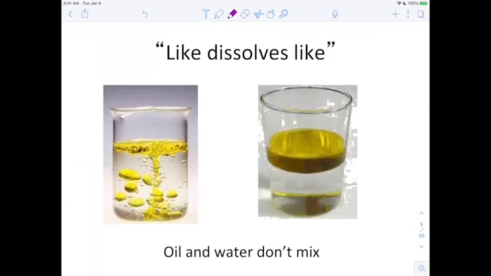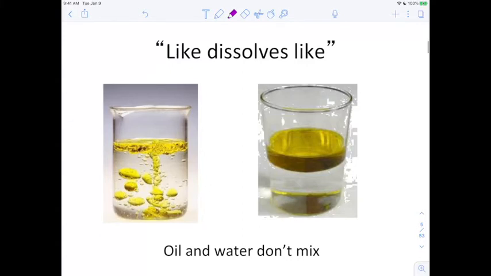So we have a saying that is like dissolves like. So for this entropy to work, for things to get mixed up and chaotic, we have to have similar intermolecular forces. And what we see with oil and water is that water is polar while oil is nonpolar.